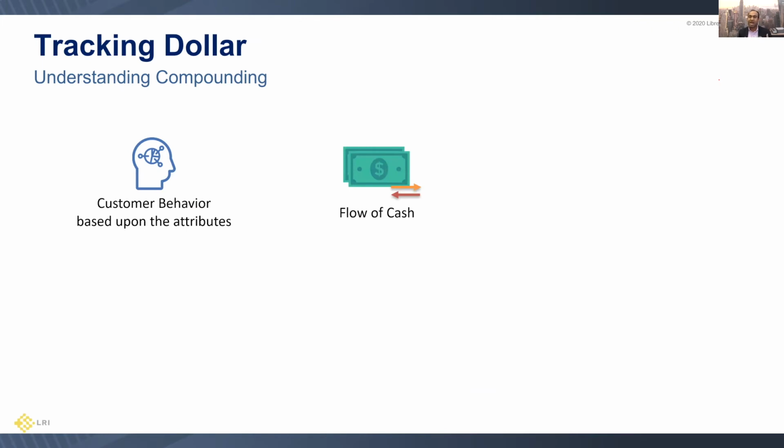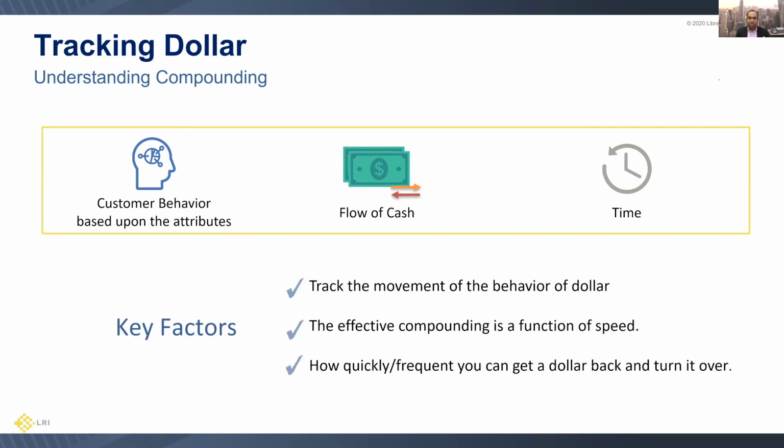So obviously, once we've decided that a person or customer is approved to get a loan, then there's this back and forth of cash going from the lender to the borrower, and then through time. So the biggest problem is, how do you track the movement of that dollar? And how do you optimize the function of speed of delivery, both outbound to the customer and inbound back from the customer, and how quickly can you turn that over?